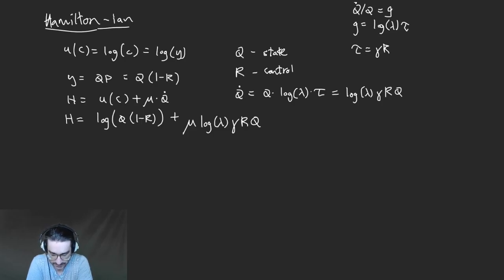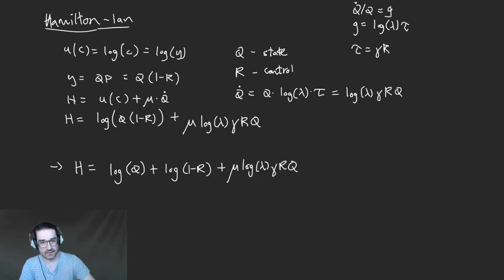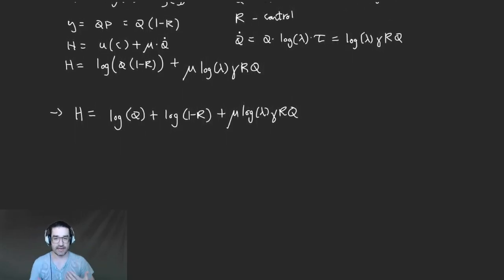The other thing is, just looking at that log function, you can see that it's going to split into log of q plus log of 1 minus r, and then this is going to be the same. It just makes our lives a little bit easier for the derivatives. But you can also see that it's really just that proportionality manifesting itself again.